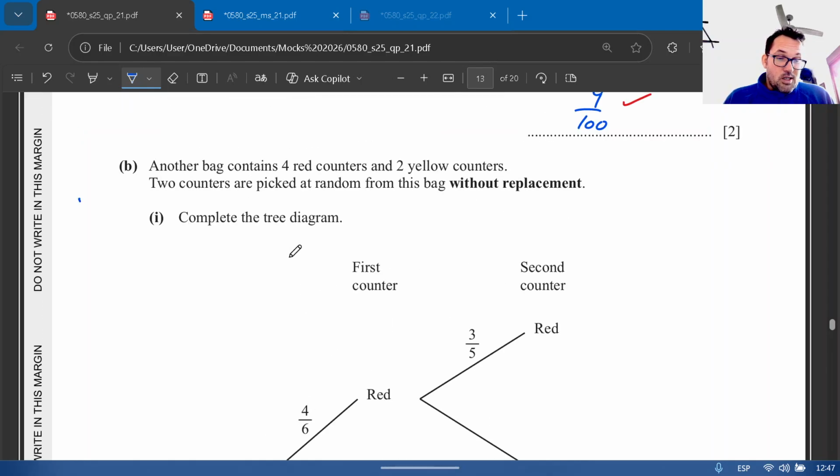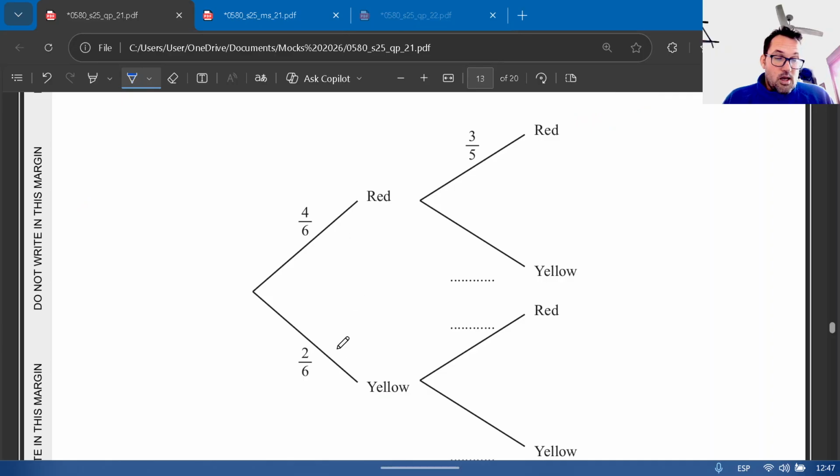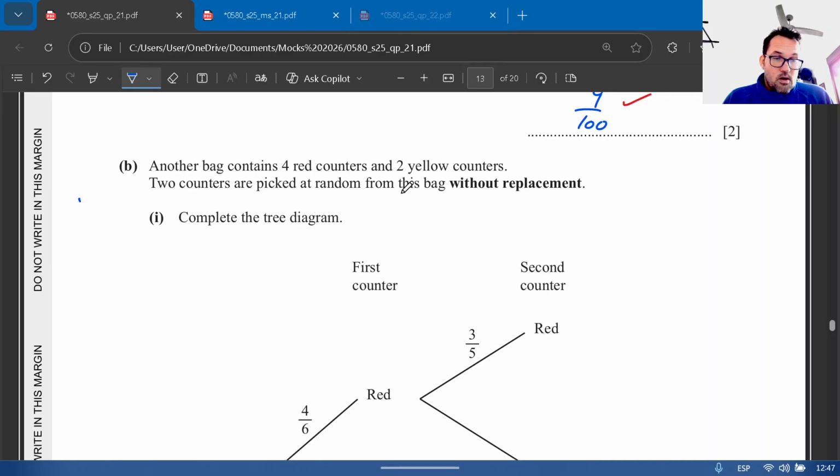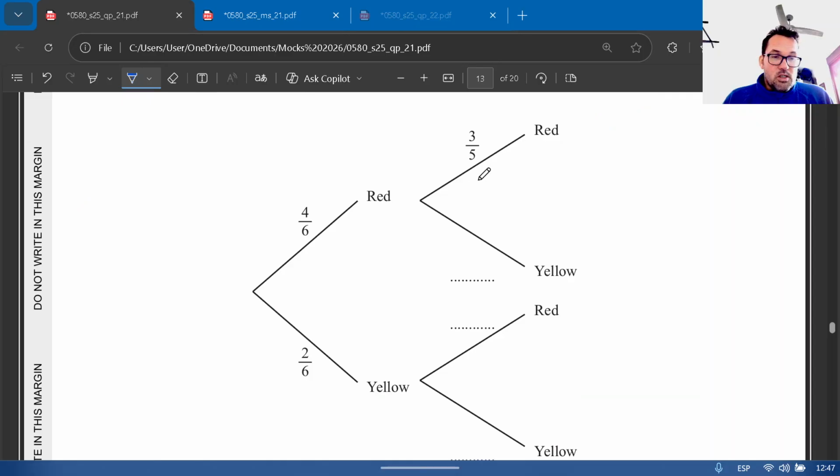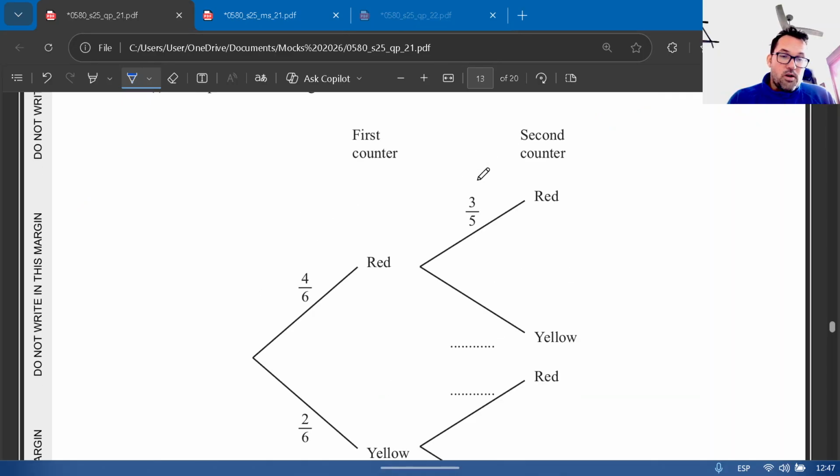So yes, as you can see, the probability of picking a red one is 4 out of 6 because there's 4 red ones. Getting a yellow one is 2 out of 6. Okay, and then if you go the second time, you've picked 1 red one. There were 4, now there's only 3.